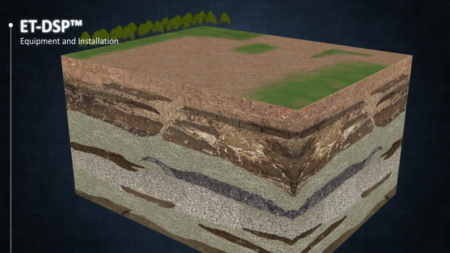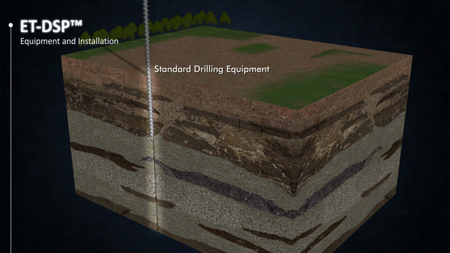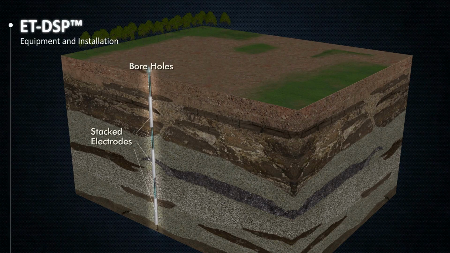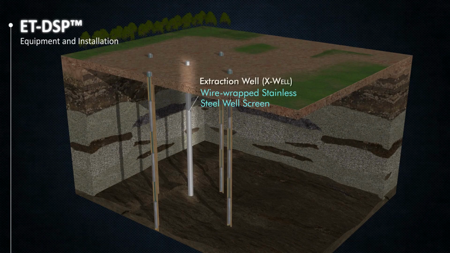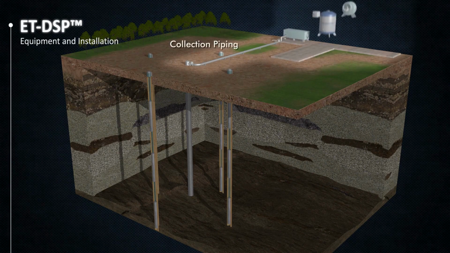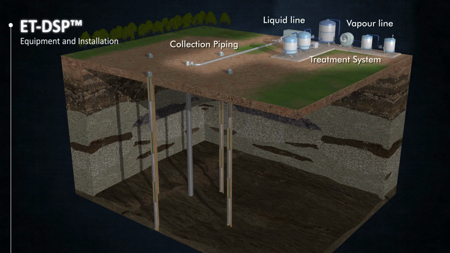Once the treatment volume boundaries are known, ET DSP begins with a conventional rig drilling vertical well bores to the bottom of the contaminated soil. Multiple electrodes are lowered into each well, strategically placed next to the contaminated soil. Extraction wells are drilled and connected to conventional surface facilities for the treatment and disposal of the extracted chemicals.